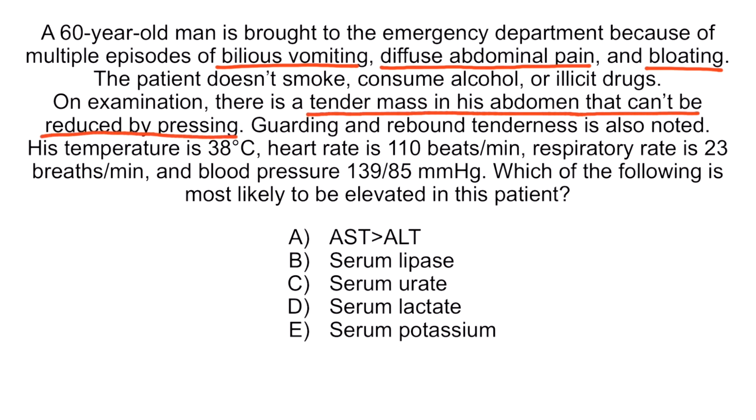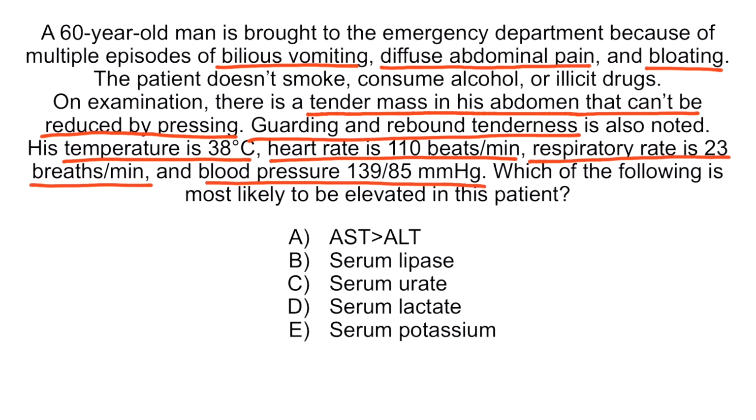The strangulated hernia likely also resulted in ischemia, necrosis of the intestinal tissue, and peritonitis, manifesting here as rigid abdomen, guarding, rebound tenderness, and signs of distress like fever, temperature is 38 degrees Celsius, tachycardia, heart rate is 110 beats per minute, tachypnea, respiratory rate is 23, and elevated blood pressure, which is 139/85. The ischemia and necrosis of the intestine can lead to an increase in lactic acid, as this portion of the bowel undergoes anaerobic metabolism. Therefore, the correct answer to this question is D, increased serum lactate.